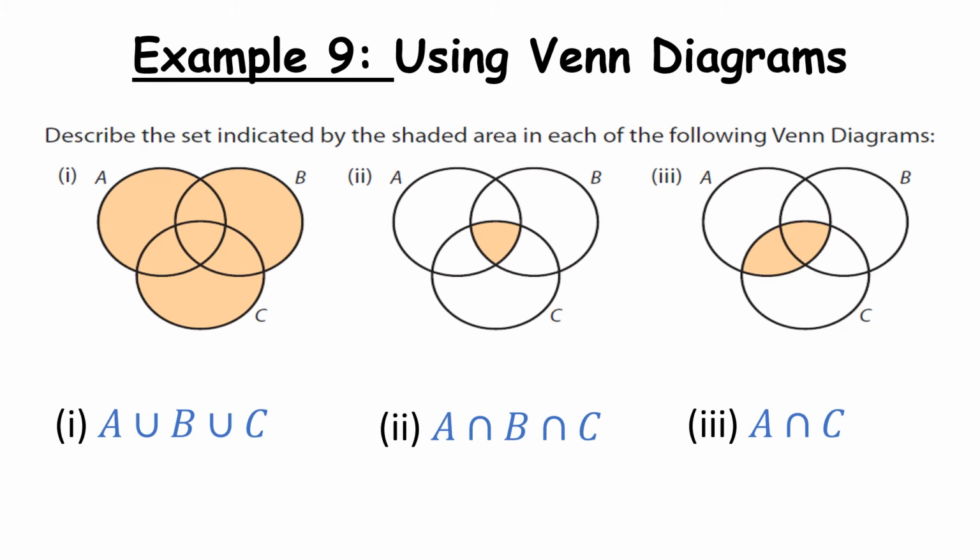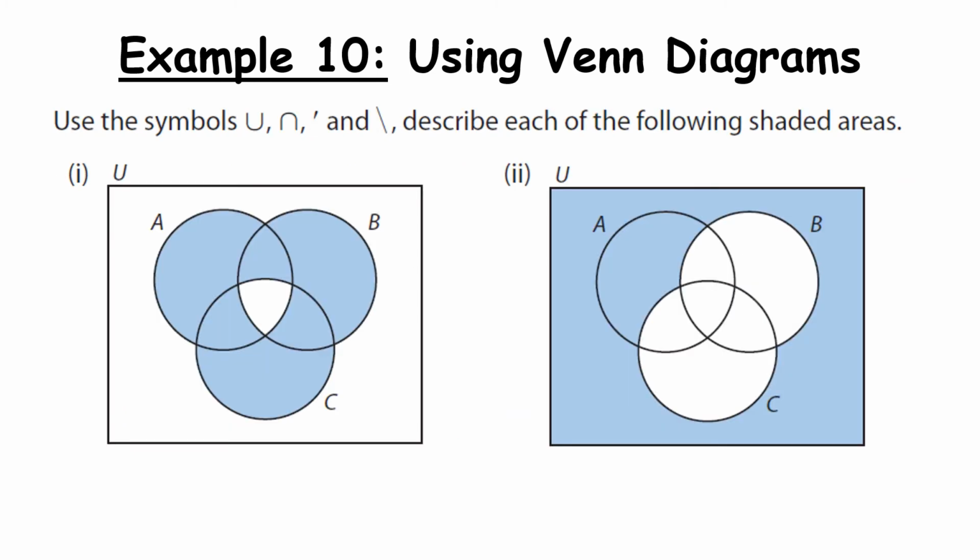I like writing them in alphabetical order, but for example, the last one, if you wrote C intersection A, it is the correct answer. Example 10. Use the symbols union, intersection, complement, and the backslash, which means less or difference, to describe each of the following shaded areas.